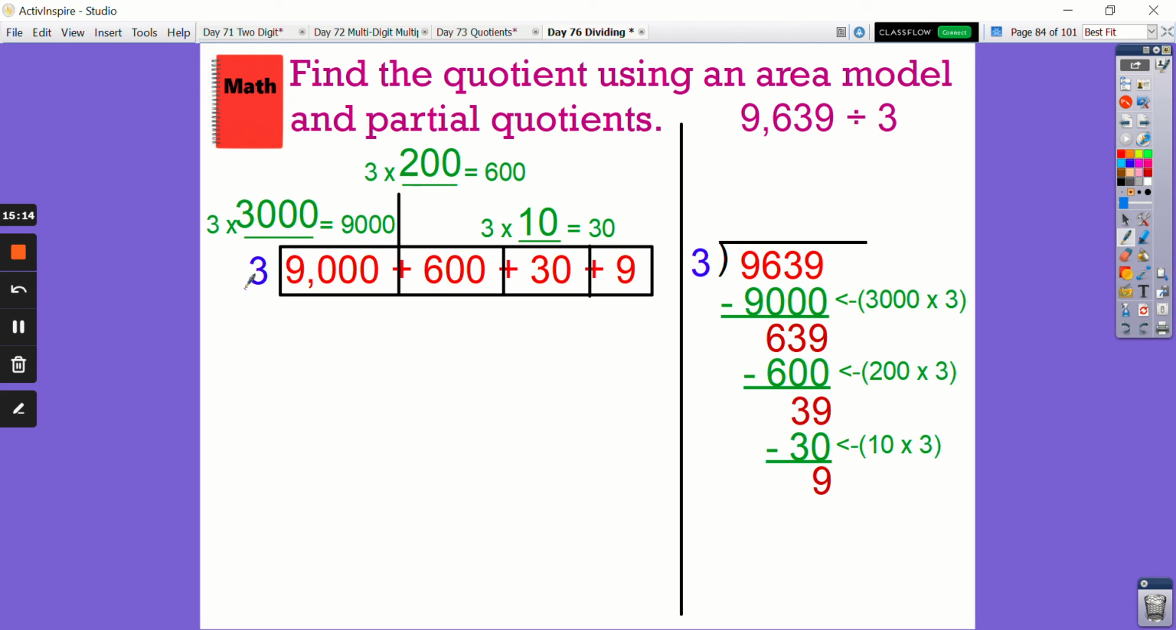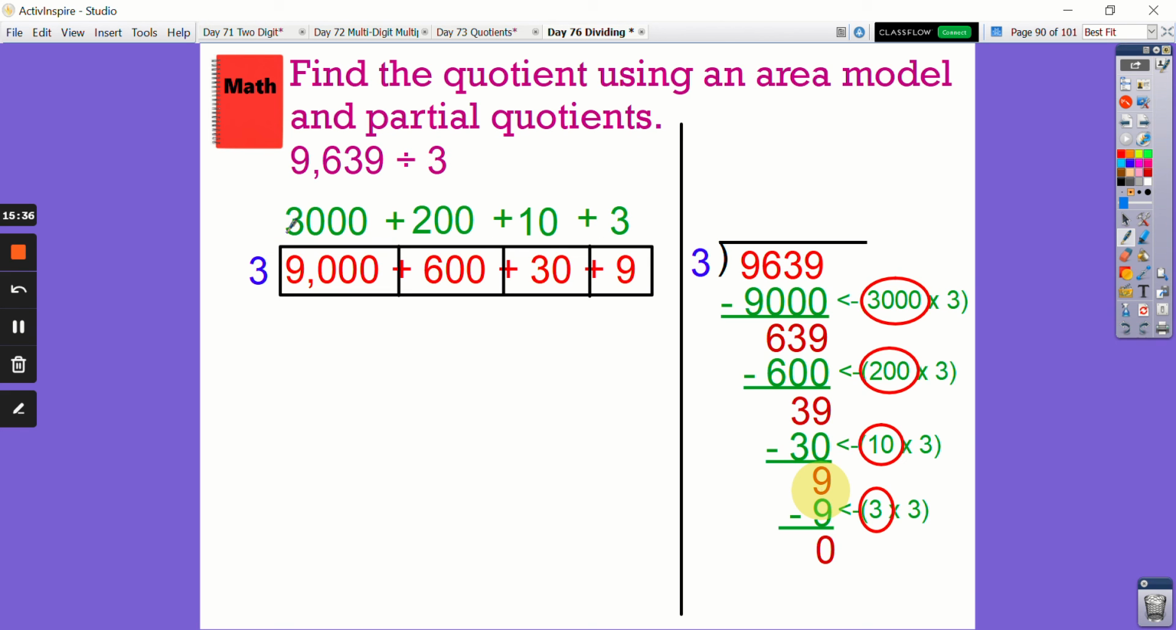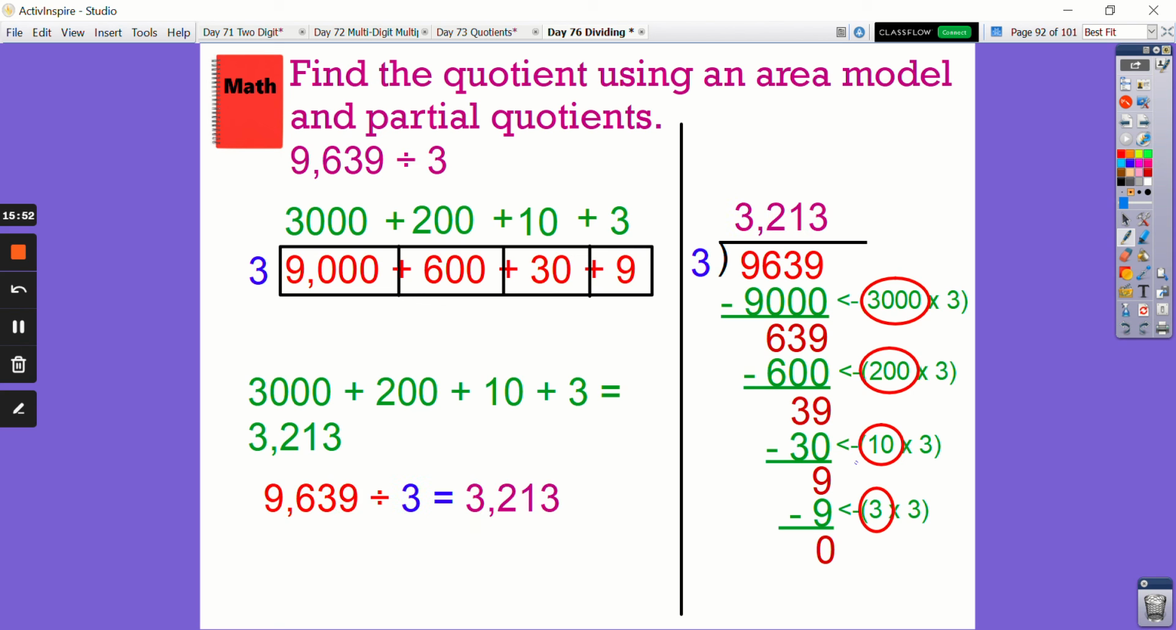Now, back to our area model. 3 times what equals 9? 3. So now we're going to pull out 9 over here. And we know we did that by doing 3 times 3. So now we need to add up all of these. So we have 3,000 plus 200 plus 10 plus 3. So we get 3,213 as our quotient.